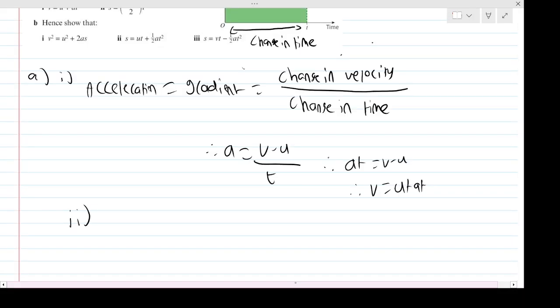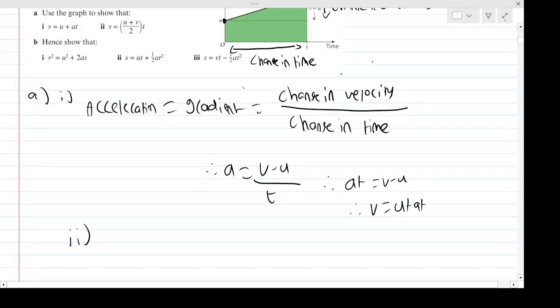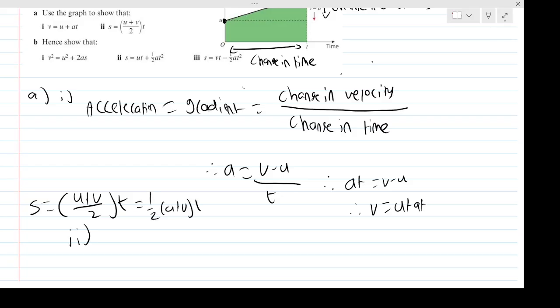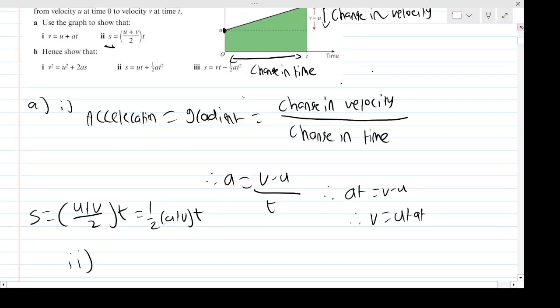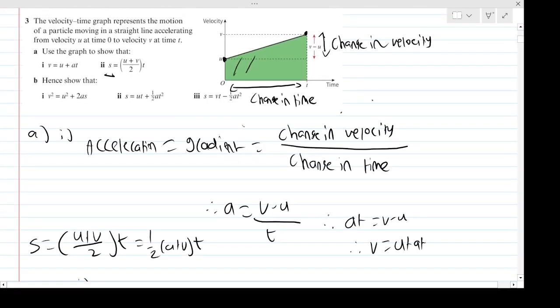Okay, now I'm going to prove this formula here. So we want to say that s is u plus v over 2 lots of t, or we could say a half lots of u plus v lots of t. So, okay, how are we going to get this formula? Well, s is the displacement, right? Which means it's the area under the graph.